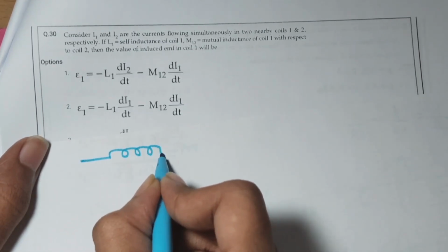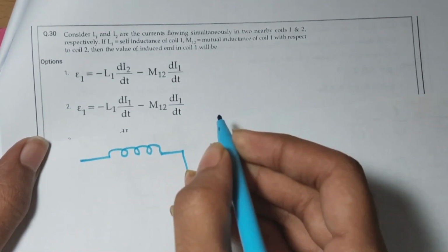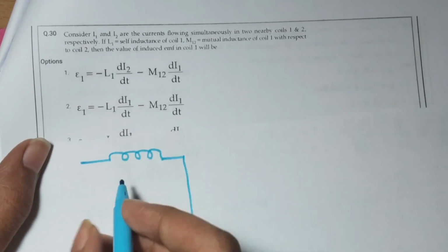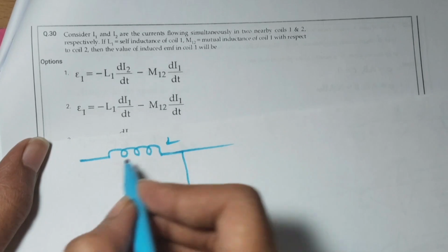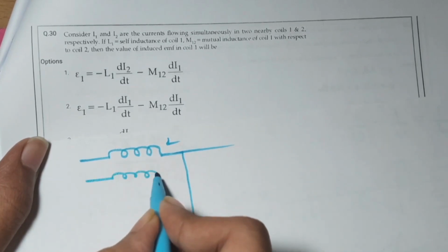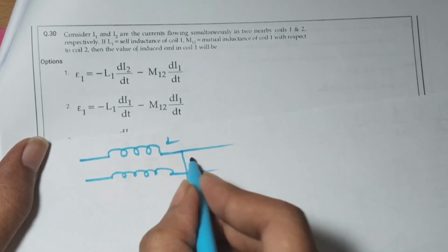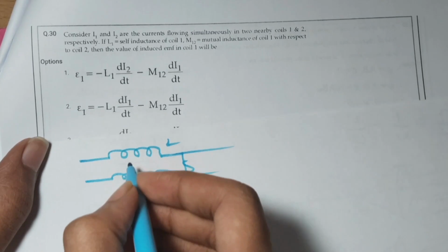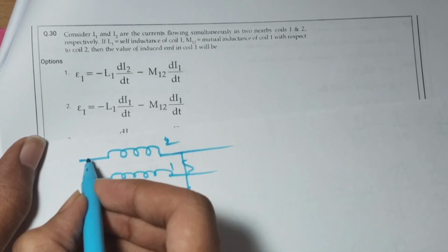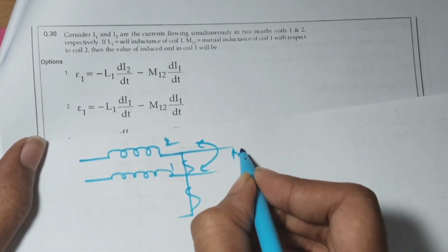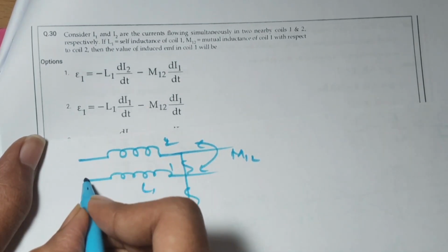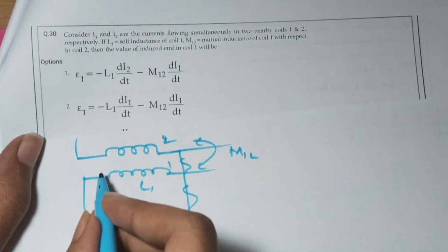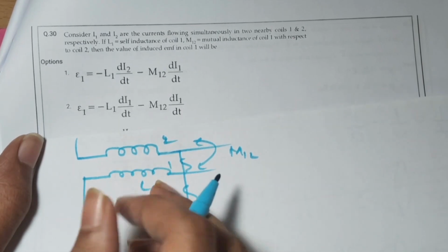This is coil 1, and we are having, this is coil 2, let us take, and we are having a coil 1 like this. So both of these have mutual inductance M12 and it has self-inductance L1. So they are asking the induced EMF in this coil 1.